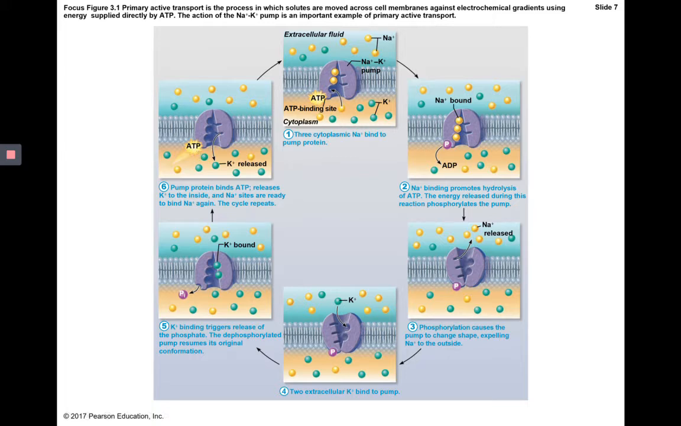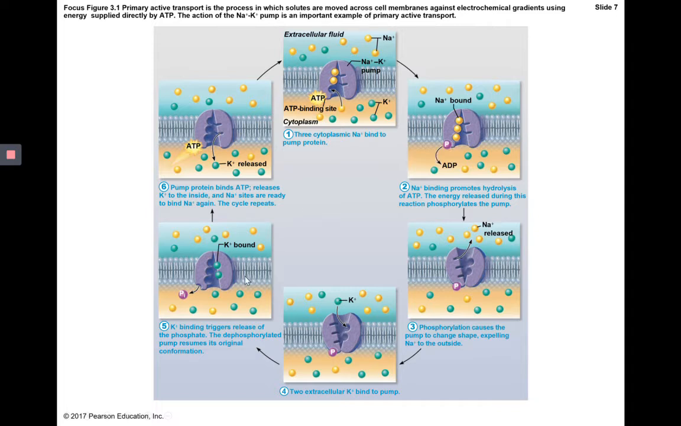It's generally described in 6 steps, and the breakdown of ATP is ATP hydrolysis, and the addition of a phosphate to the protein is going to be phosphorylation.